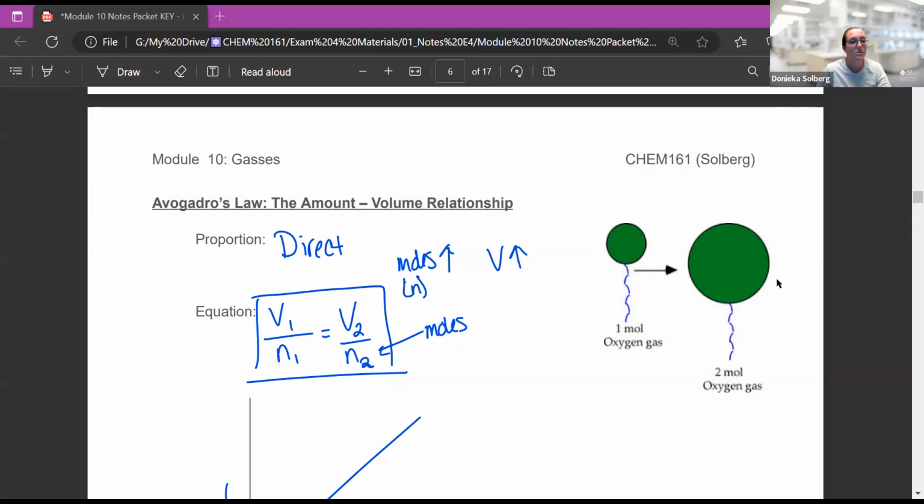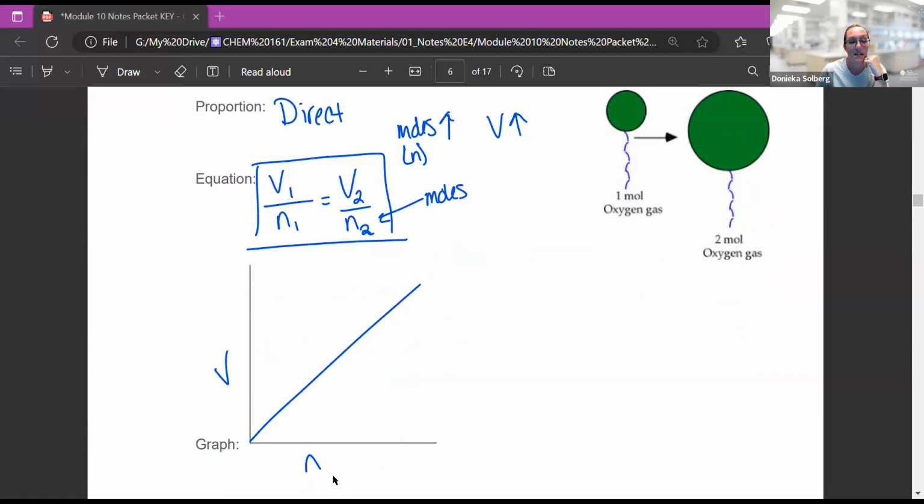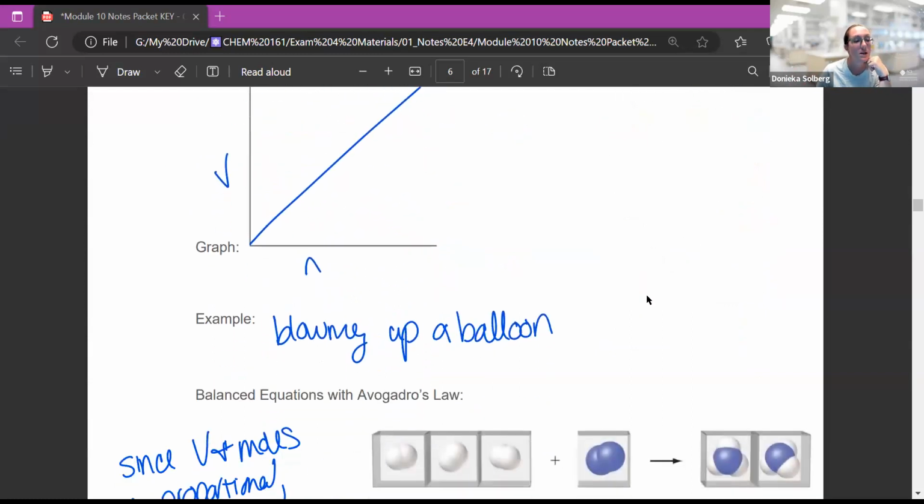Okay, it's like blowing up a balloon. So the equation is V1 over N1 equals V2 over N2. Yes, we do use moles, just as all of our other things. So if I give you grams of something, you gotta convert it to moles, okay? We'll get a nice pretty line like this, moles versus volume. The more gas you have, the larger the volume that you have.